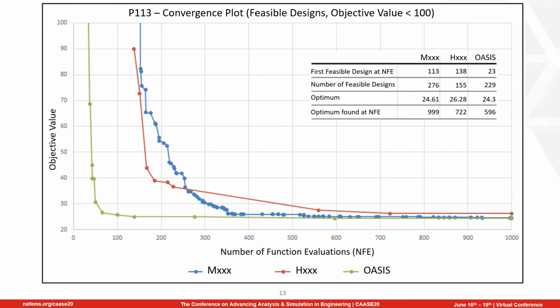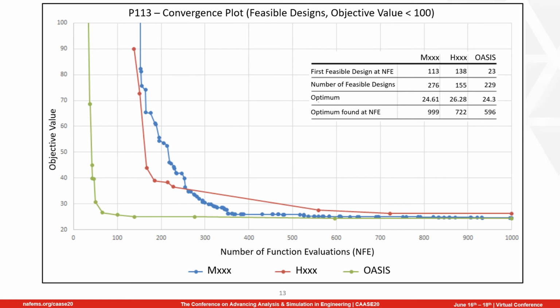Then the value of the optimum. So less is better in terms of the optimization performance. So 24.3, 26.28, 24.61. So less is better, and Oasis has found the best optimum value.